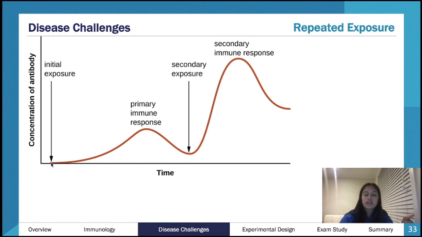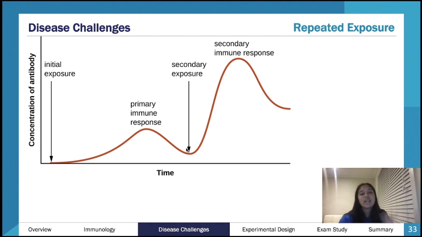That's because, remember, at your initial exposure, maybe you only had one or two cells that had this specific receptor to this chickenpox antigen. But now I've got a bunch of memory cells hanging around after this vaccination or after this exposure.